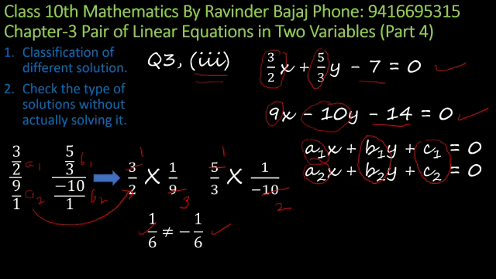This minus sign is there. So 1 upon 6 is not equal to minus 1 upon 6. It means A1 upon A2 is not equal to B1 upon B2. That implies it has intersecting lines. So it is consistent. One and only one solution is there. So it is a consistent pair of linear equations.